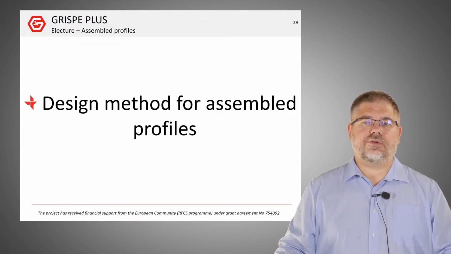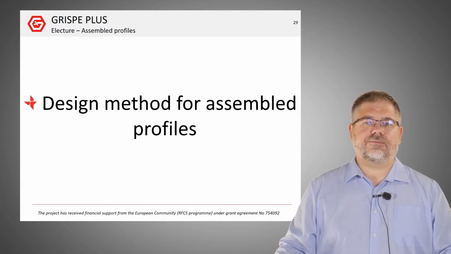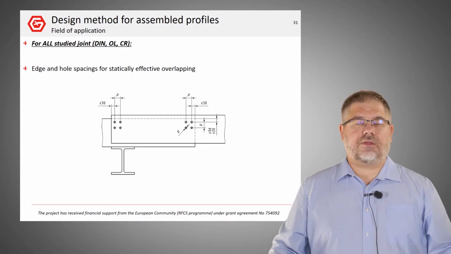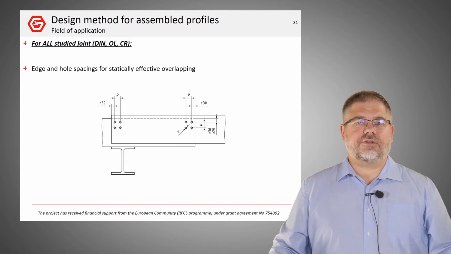We arrive now at the presentation of the design method for the 3 types of joints. This method can be applied for single overlap joint with cantilevered part underneath or on top. Double overlap joints and continuous profile with local reinforcement are also concerned. It's important to note that loading must be uniformly distributed loads. For all studied joints, the implementation of connection fasteners must follow the requirements given by this picture.